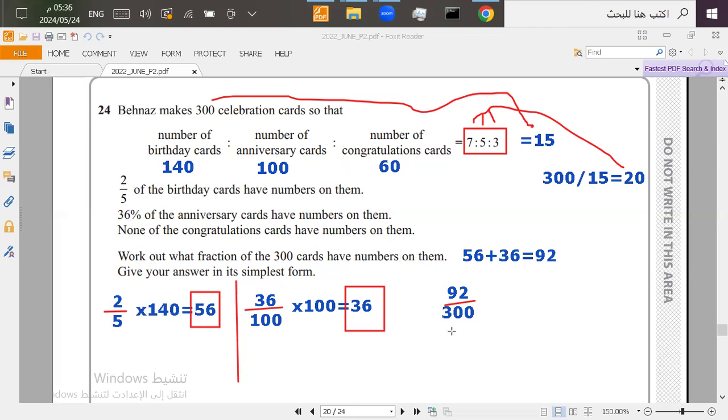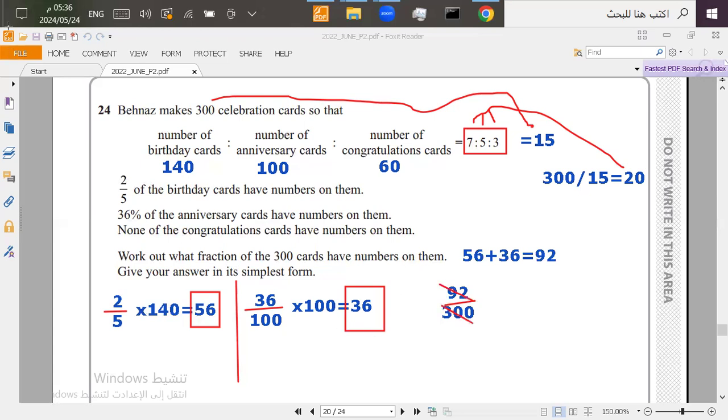I can use the calculator. It will help me more. So I'm going to divide 300, for example. If I divide it by 4, I get this. 92 divided by 4 is this. Okay, this sounds good. So I'm going to divide this by 4 and this by 4.